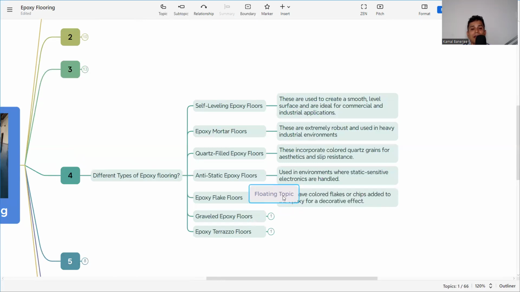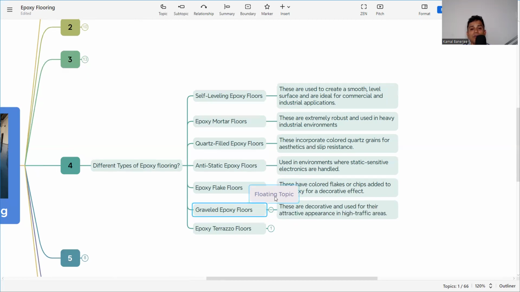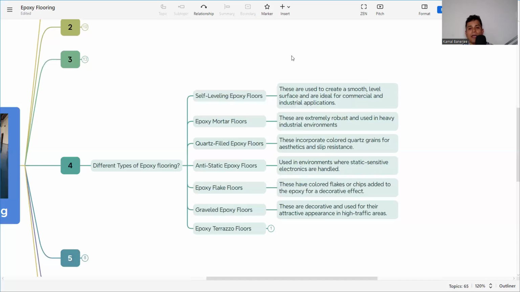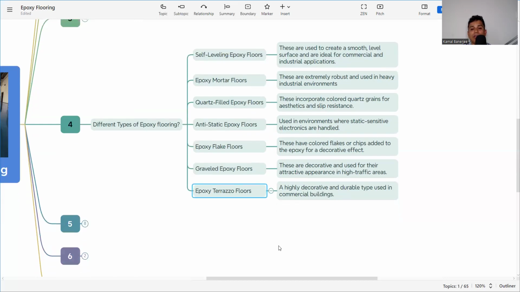And then graveled epoxy floor. What is the graveled epoxy floor? These are decorative and used for their attractive appearance in high traffic areas. So graveled epoxy floor is also used in high traffic areas. Then terrazzo floor, a highly decorative and durable type used in commercial buildings.